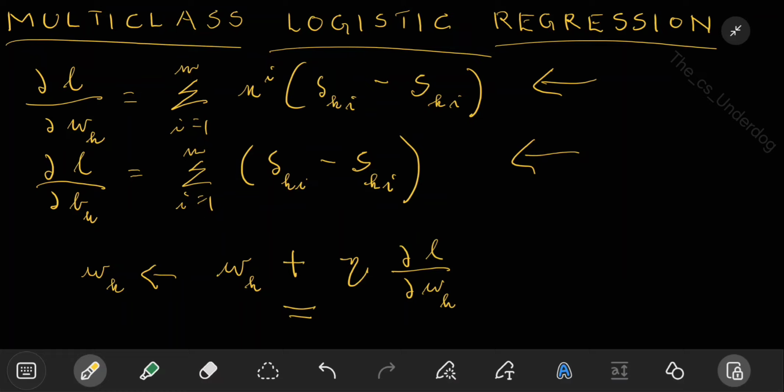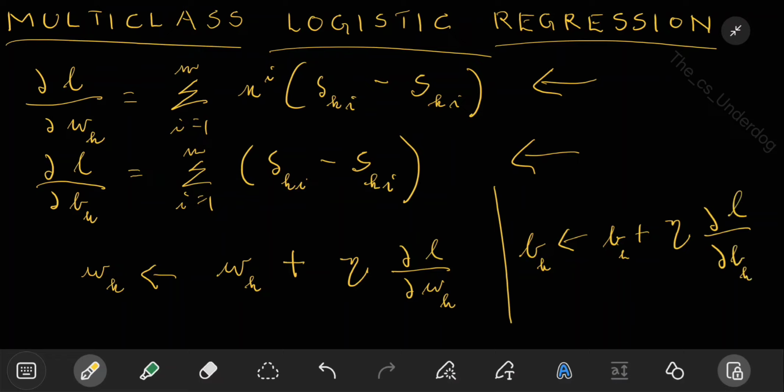There it was negative because we used negative log likelihood here. So that minus and this minus would cancel off. Okay. So here it is positive. So this is the updation formula for WK, and the same goes for BK. How would you update BK? BK will be updated as BK plus eta into del by del BK of log likelihood.